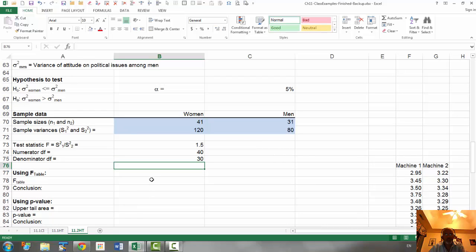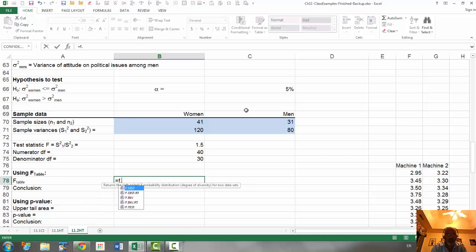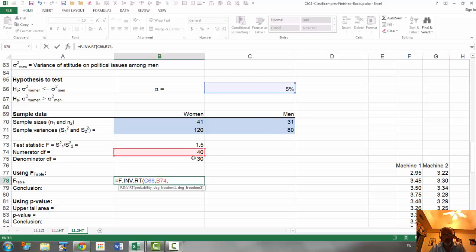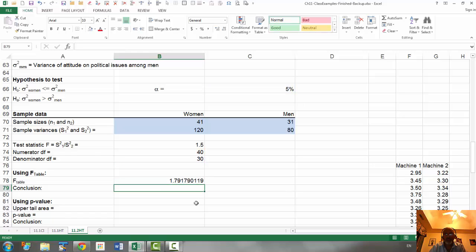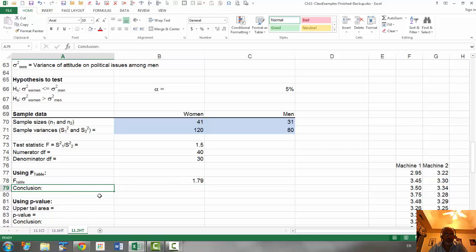And now using the F table, this is a one-tailed test, and this is on the right side. If it is on the left side, we will use F.INV, but since it is on the right side, we'll use F.INV.RT, and we will not divide by 2. So this is a one-tailed test, so it is alpha and the 2 degrees of freedom that will give us the F table value. If the F calculated value is greater than the F table value, which in this case is not, therefore we cannot reject. So we do not reject the null hypothesis is the conclusion.